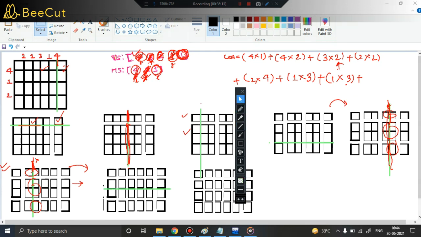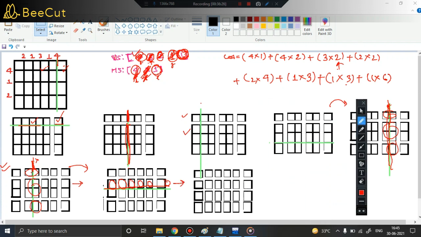So again I'll say 1 into how many? Now I'm cutting it along the horizontal axis. So how many horizontal parts are there? 1, 2, 3, 4, 5, 6. 6. Done. Finally you have successfully found the small square pieces.